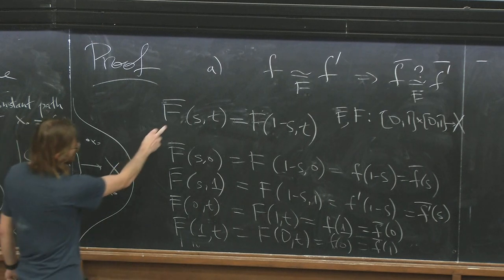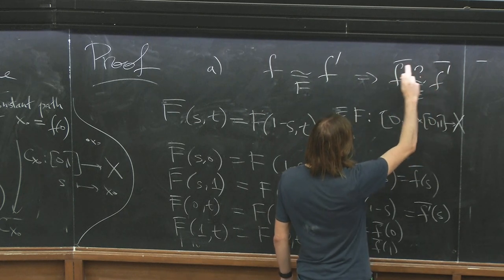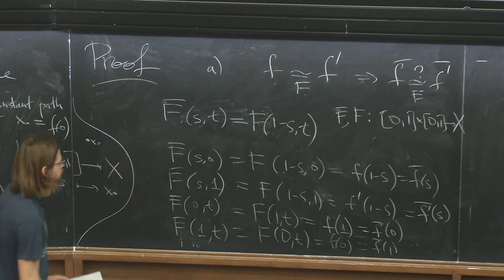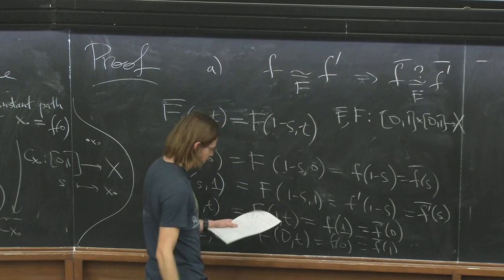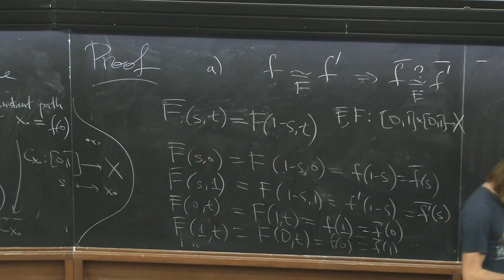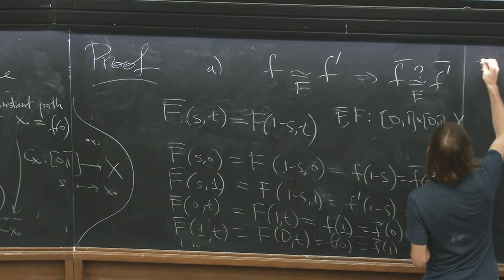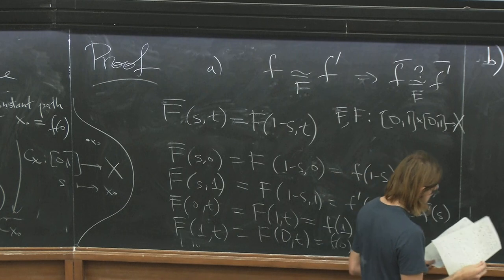This F bar, chosen to be like this, satisfies all the needed conditions for the path homotopy between F bar and F prime bar, assuming that F is a path homotopy between F and F prime. Any questions here? Okay, then let me show the second part, B.